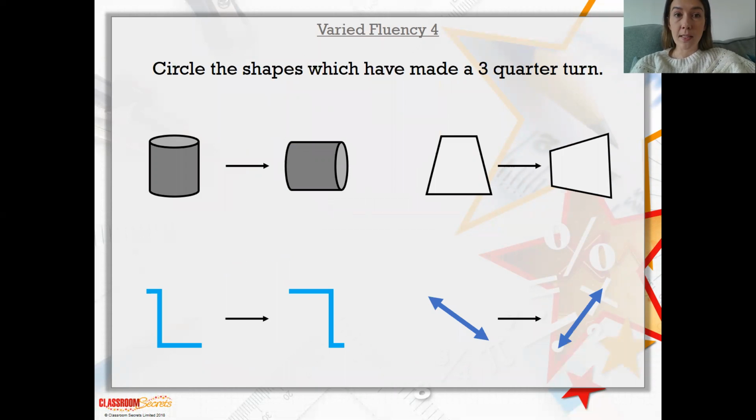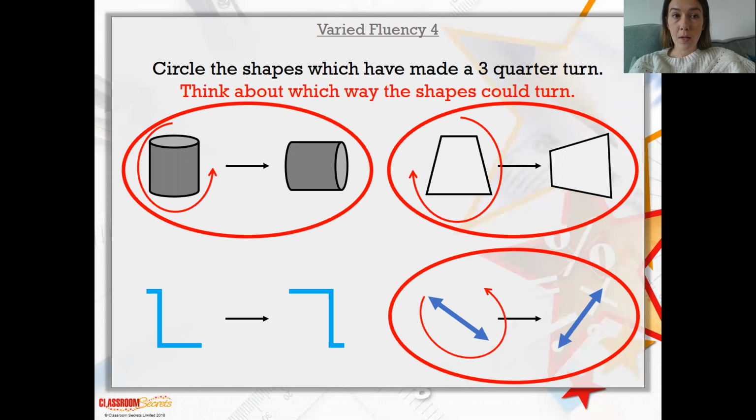Right, let's have a look at this one. It says circle the shapes which have made a 3/4 turn. If we look at the cylinder here, good for jogging your memory on your 3D shapes too, this has done a 3/4 turn anti-clockwise. So it's going round 3/4 in an anti-clockwise direction. Same with this shape here, and also this arrow here too. So they've all done 3/4 turns.